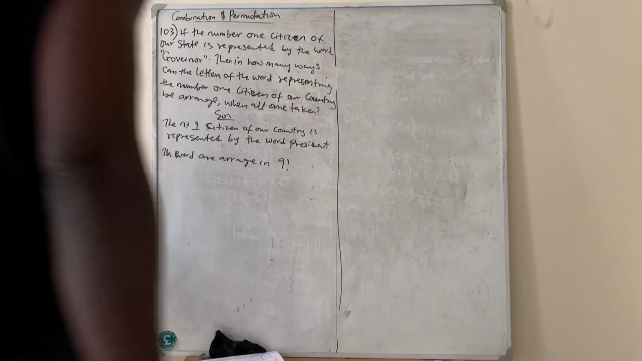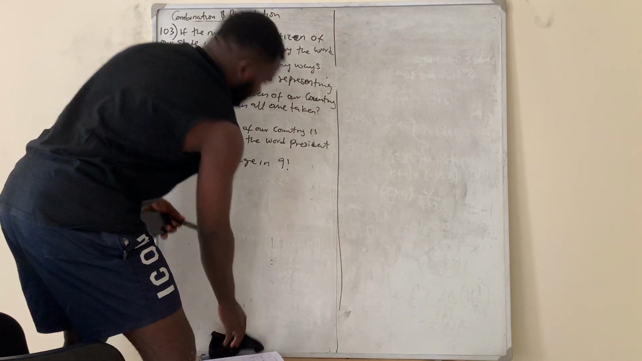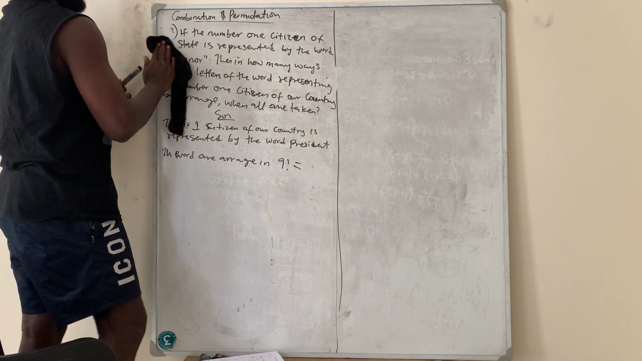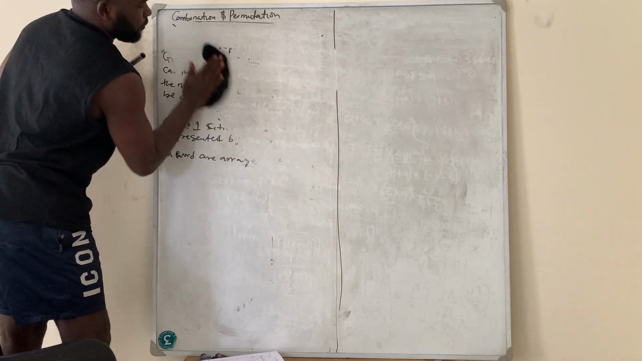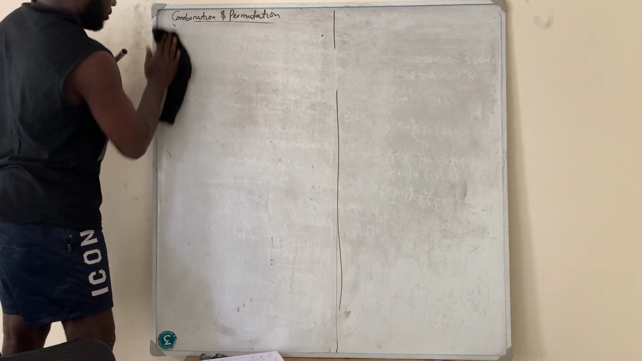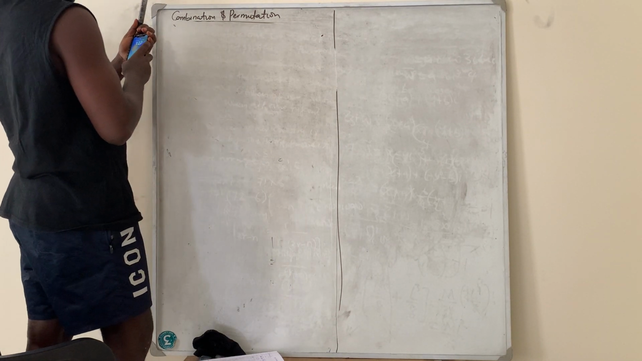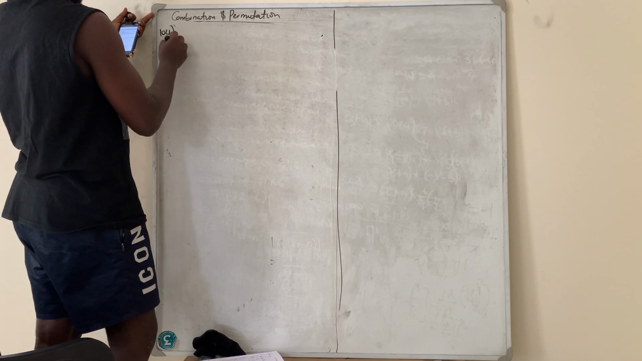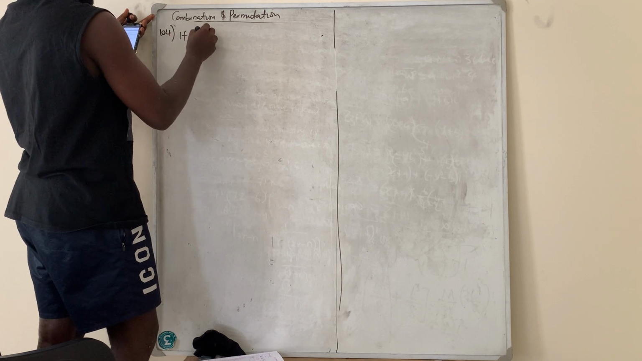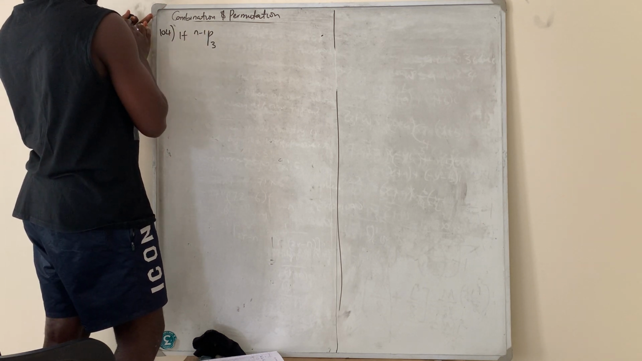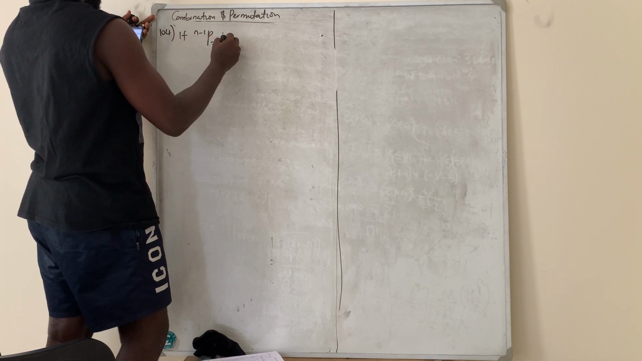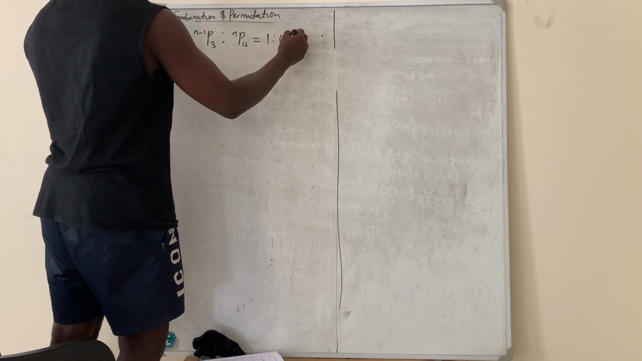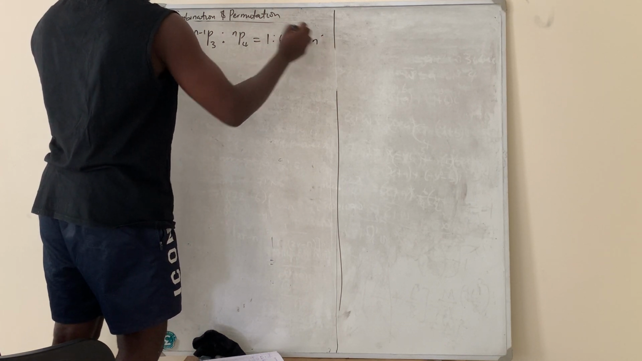Okay, yes, it's charging. So I have that it is 9 factorial as my answer. So get what is 9 factorial, and then that is your answer. So we move to question number 104. Question number 104 said if n minus 1 permutation 3 is to n permutation 4 is equal to 1 is to 6, then find n.